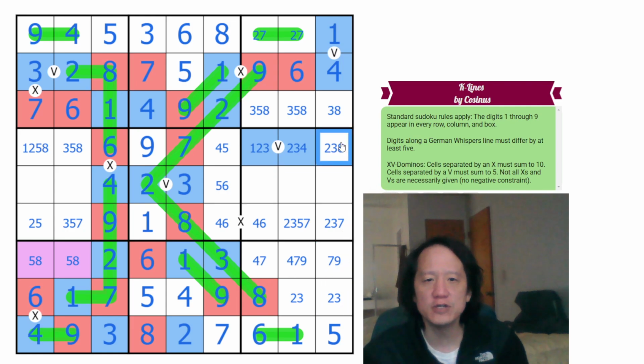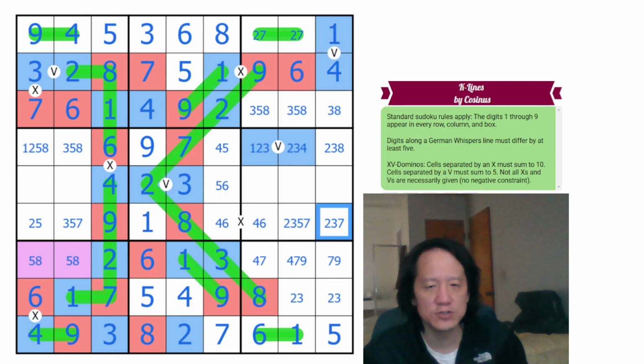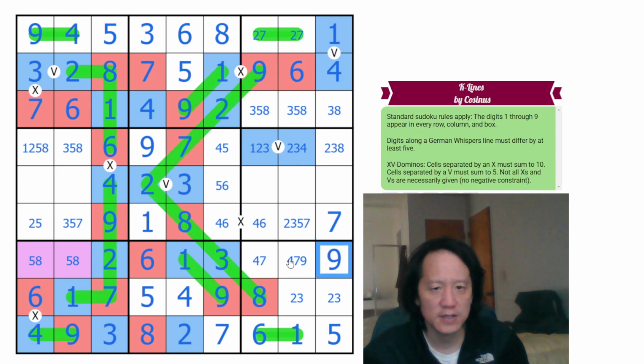We have a 2, 3, 8 triplet in column 9. So the rest of the column cannot contain 2, 3, or 8. Therefore, this cannot be 2 or 3. This must be a 7, which forces this to be 9. So this can't be 9. This can't be 7, and this can't be 7 anymore.